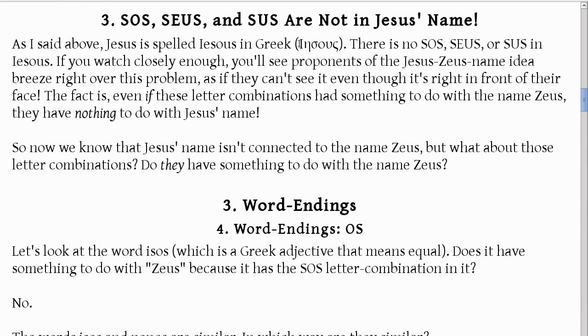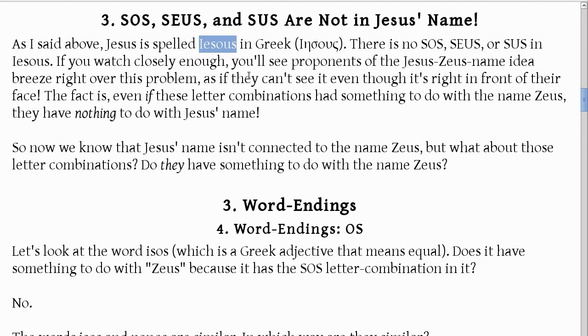And Zeus is a Greek god. So it makes sense if we go back to the Greek and figure out how Jesus was spelled and sounded in Greek. Right? Okay, so as I said above, Jesus is spelled Iesius in Greek. This is the Greek characters without any accent marks or breathing marks, just the letters themselves. There is no SOS, SEUS, or SUS in Iesius. You can compare SOS compared to this. These are English characters. There is no SOS, SEUS, or SUS in this name at all.